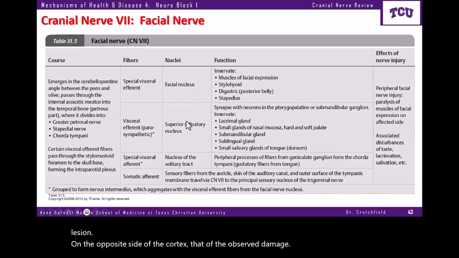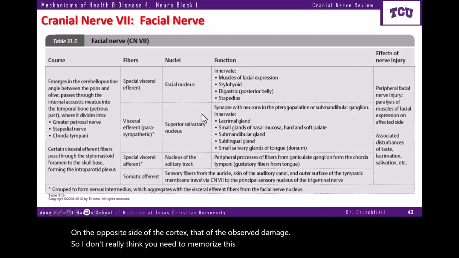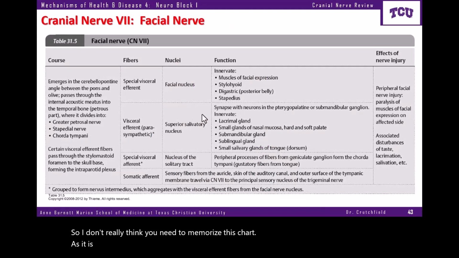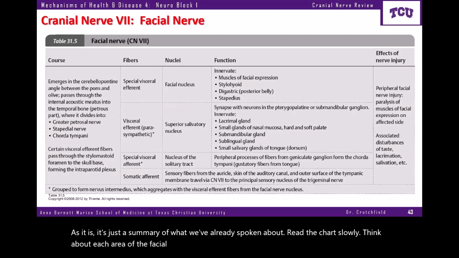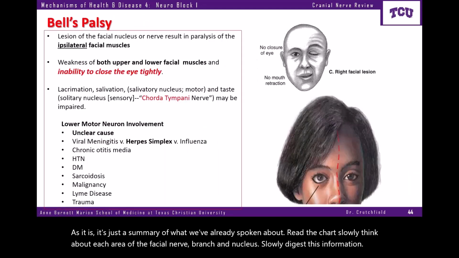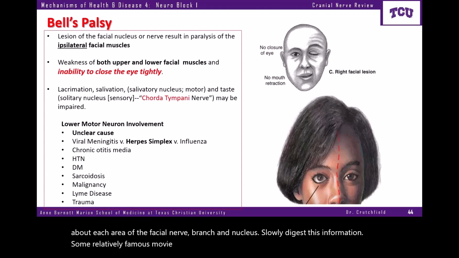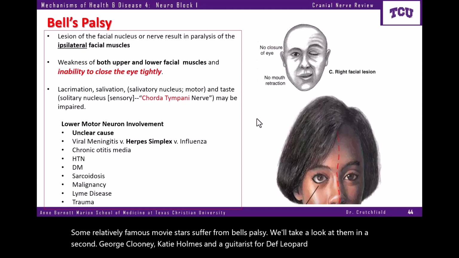So I don't really think you need to memorize this chart as it is. It's just a summary of what we've already spoken about. Read the chart slowly. Think about each area of the facial nerve, branch, and nucleus. Slowly digest this information. Some relatively famous movie stars suffer from Bell's palsy. We'll take a look at them in a second: George Clooney, Katie Holmes, and a guitarist for Def Leppard, Rick Savage.